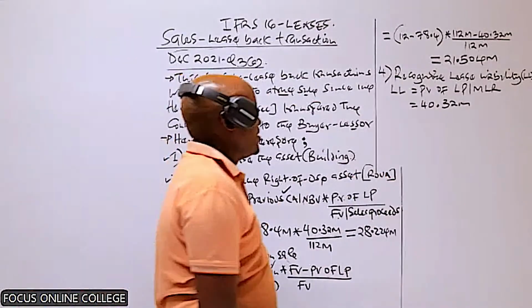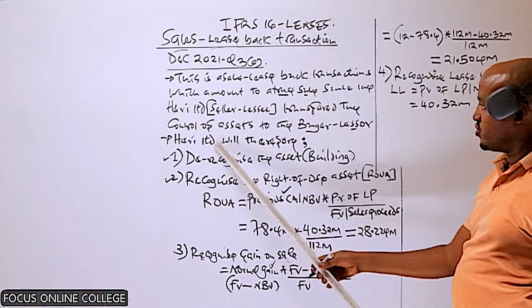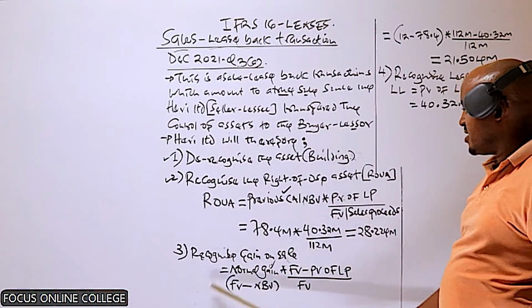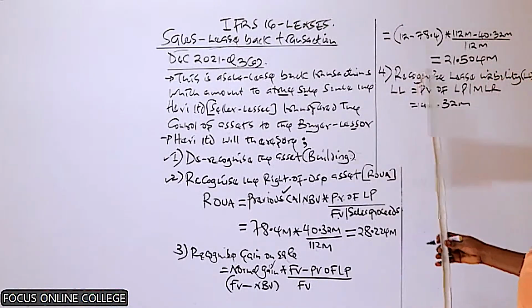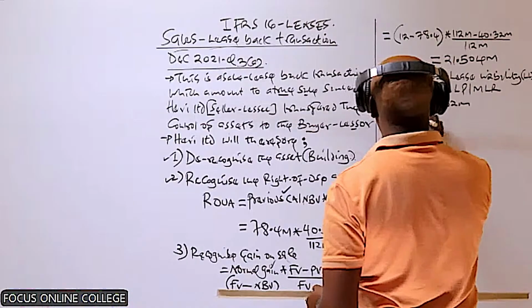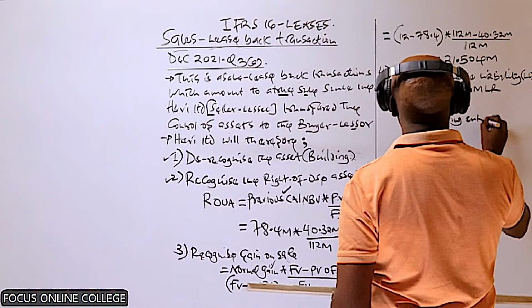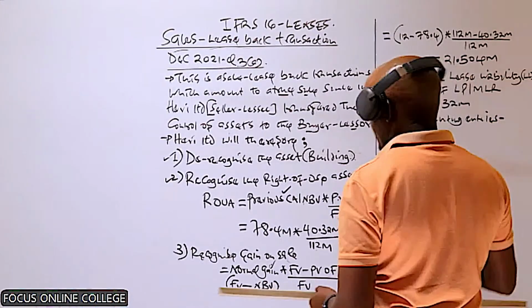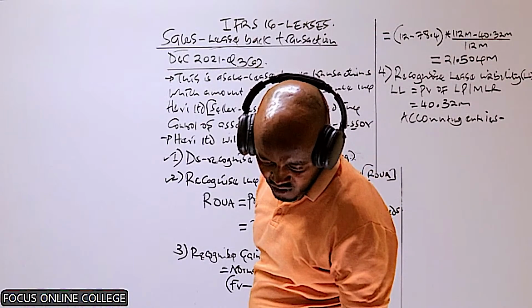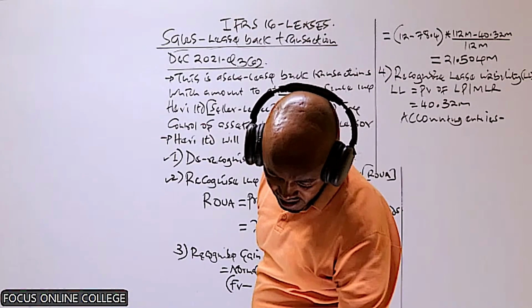So these are basically what these companies should do. One, they recognize the right of use asset, recognize the gain on the sale, recognize the lease liability. Then we proceed and make the accounting entries, the ones made by this company on the date this transaction took place. Remember, this transaction took place at the start of the year.